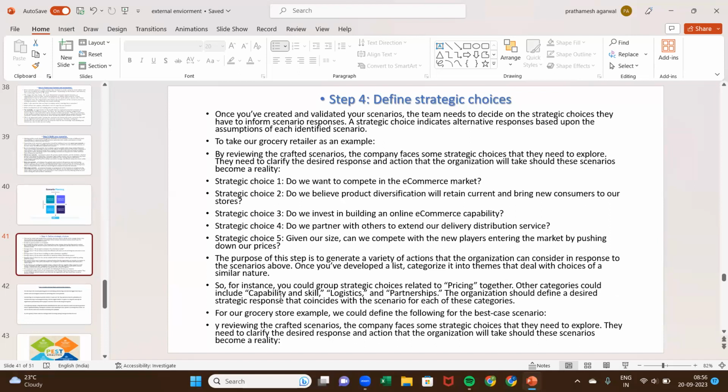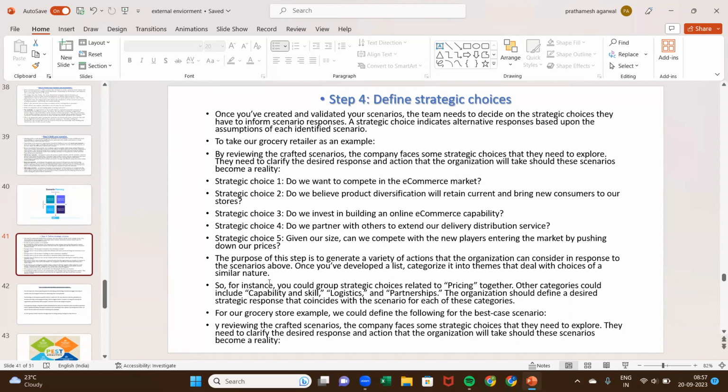Other categories could be capabilities and skills, then logistics and partnership. That means these are the parameters you should work on. The organization should define a desired strategy response. For example, if you're taking pricing, it can be a yes or no. And how are you going to tackle if it's a yes or no?